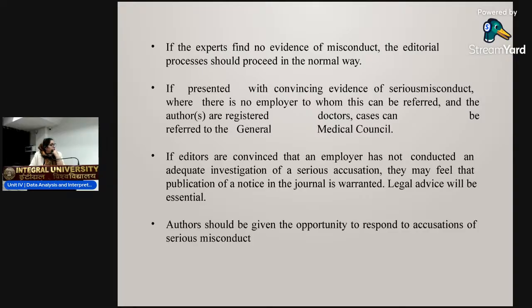If presented with convincing evidence of serious misconduct, where there is no employer to whom this can be referred, sometimes what happens, the people might have left the place, right? People are always on the move, so they may have left the institution, or they may have joined some other place, or left the jobs completely. So in such cases, if they are registered doctors, the cases can be referred to the General Medical Council.